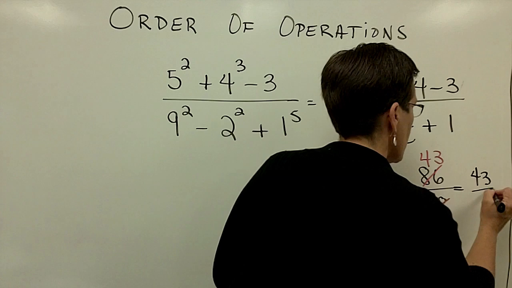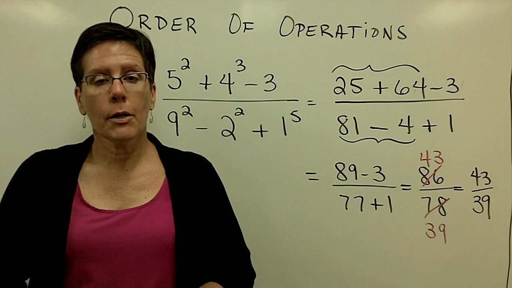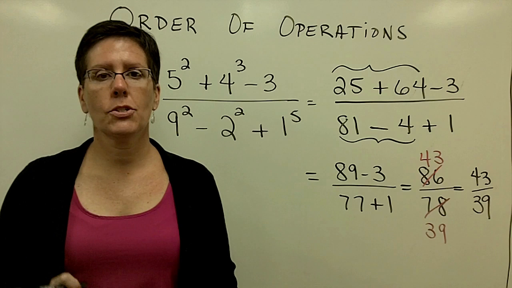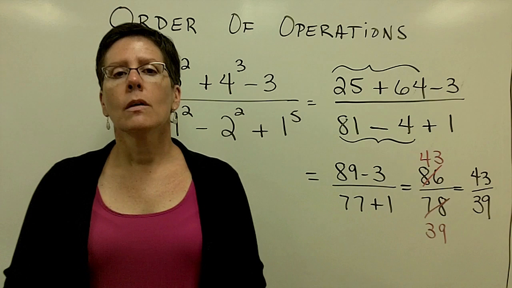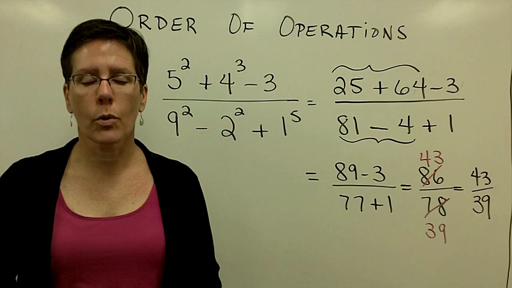Again, when you are arithmetically simplifying a problem, you must follow order of operations. You must do anything that's in the parentheses first. Following that, you will evaluate all exponents. Then you would multiply and divide, working from left to right. And finally, you would add and subtract, working from left to right.